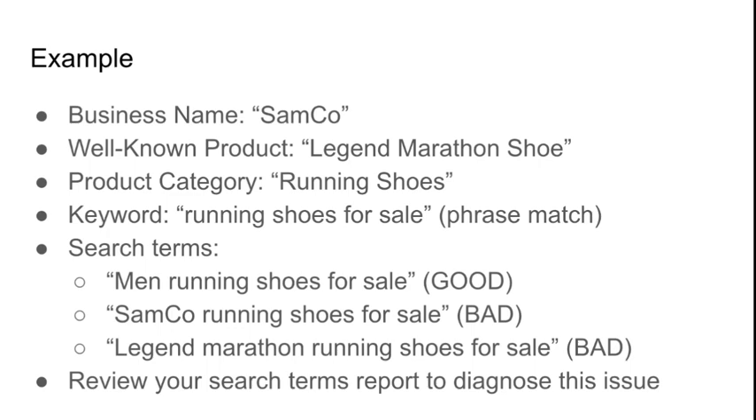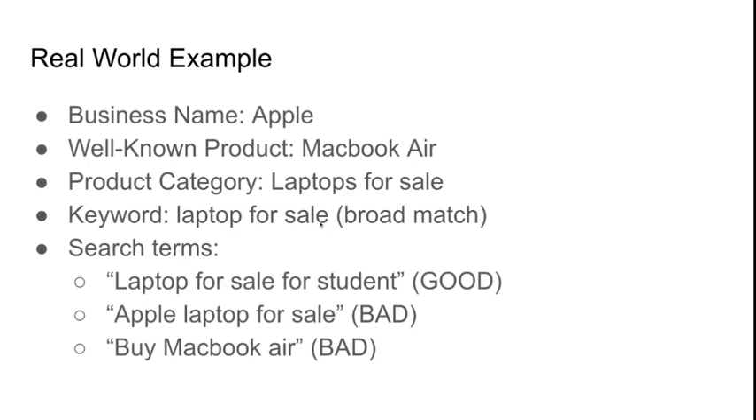So the sorts of search terms that I might see if I were auditing or reviewing a Google Ads account like this, and we haven't looked at the brand search aspect of it, is we might see proper, desirable search terms coming through, like men's running shoes for sale. But what we'll often see are branded or product brand search terms coming through as well, especially if the brand has a good presence in the market. So men's running shoes for sale, that's exactly the kind of thing we want to advertise for. But Samco running shoes for sale or Legend Marathon running shoes for sale, those kind of terms are not necessarily what we want.